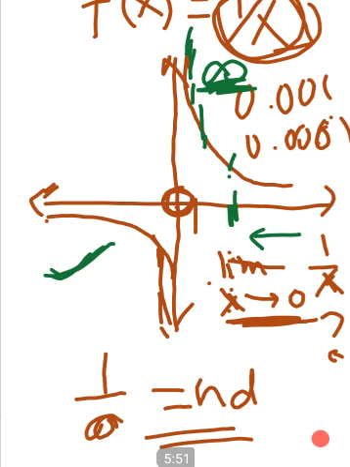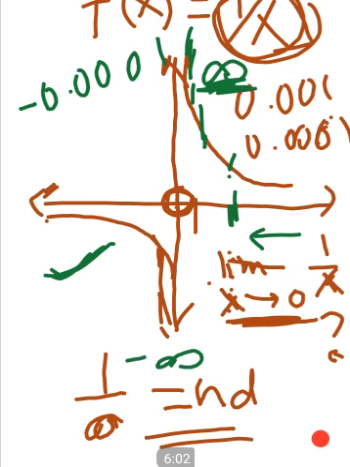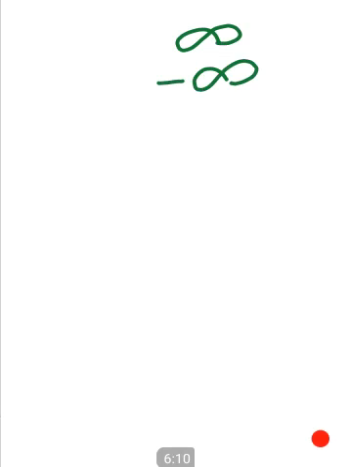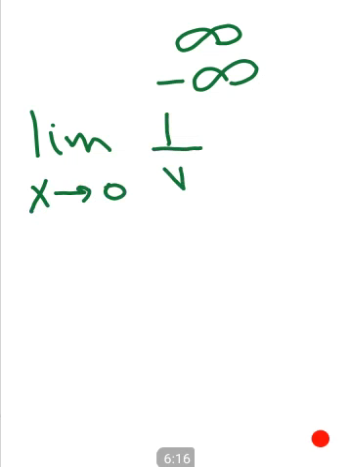So when it's just 0, or when it's minus 0.000 something, then it is minus infinity. The function is minus infinity. So here we get minus infinity, here we get infinity. So what should be our answer? Is it infinity or minus infinity? And remember, our question was the limit as x approaches 0 of 1 over x is how much?